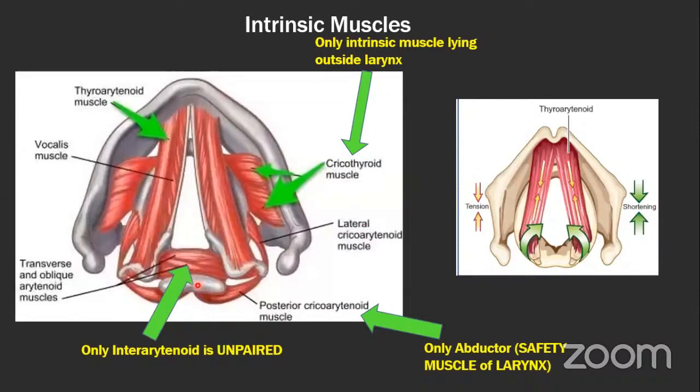So if they adduct, what happens? Closure of vocal cords will happen. Abduction means it will go laterally. Okay. So the only abductor is the posterior cricoarytenoid. And I already told you this cricothyroid, which is the only intrinsic muscle lying outside the larynx, and the vocalis, which is the medial part of thyroarytenoid, they are tensors. Okay. They tense the vocal cord.